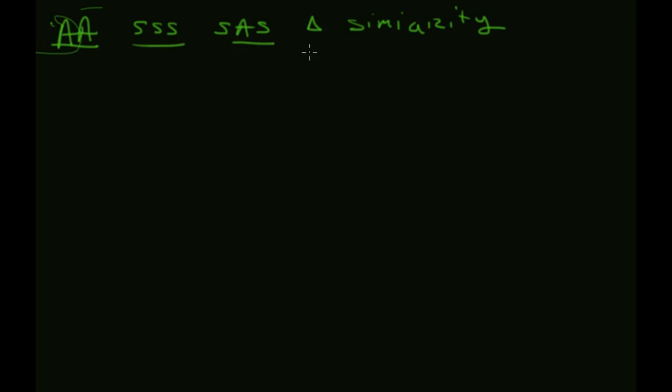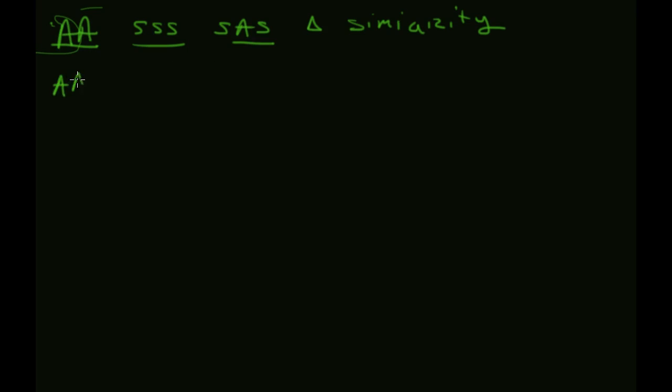Okay, so in this section we're looking at AA, SSS, and SAS triangle similarity. Just like we had ways of proving triangles congruent, there are some shortcuts, three of them, that we can use to prove that two triangles are similar.